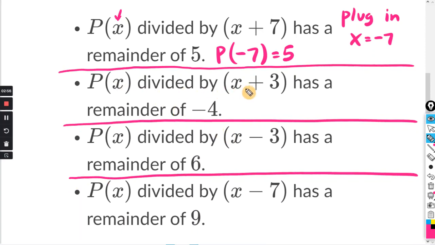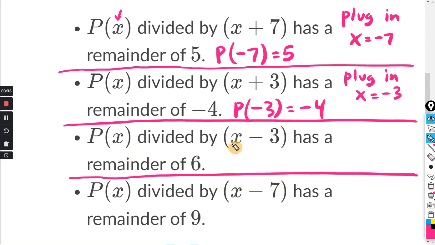Okay, P of x divided by x plus 3 has a remainder of negative 4. Since we're dividing by x plus 3, we're going to plug in x equals negative 3. And when we do that, we get negative 4. So if you evaluate P at x equals negative 3, you get negative 4.